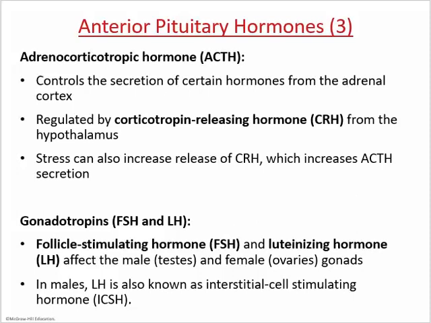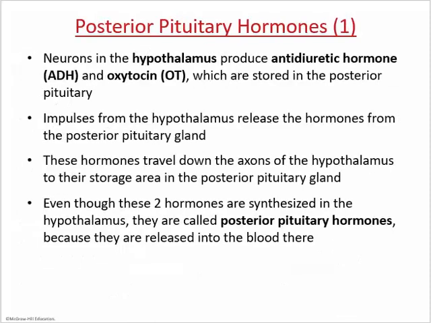Together, these two are called the gonadotropins because they affect the gonads. In the posterior pituitary, there's only two hormones, antidiuretic hormone and oxytocin. These are made in the hypothalamus and they're released from the posterior pituitary, the neural hypophysis.